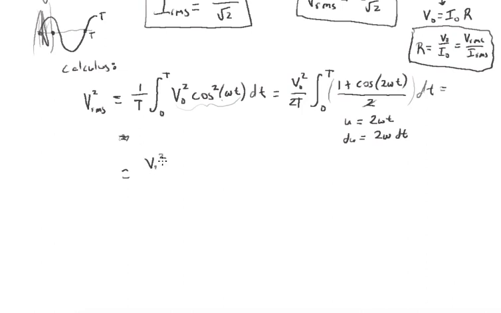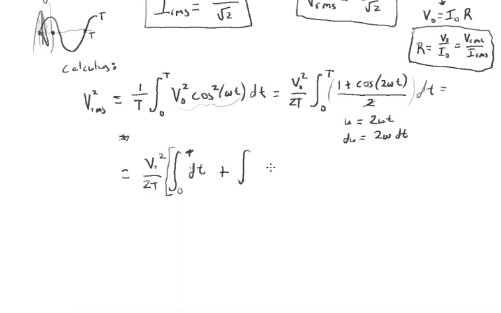I have V naught squared over 2 times the period, still have my integral here, and now this is going to become cosine of u, so I'm going to replace 2 omega t with u. Actually, I'm going to split this, so I'm going to do the integral of this and the integral of that separately. This will be just the integral of 1 times dt from 0 to T, plus this second part, the thing I was doing u substitution on, plus my integral here.